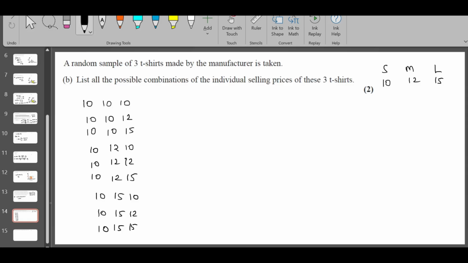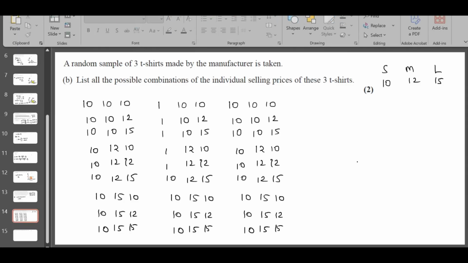Now we need to write the same combinations starting from 12, and then starting from 15. So you get all the combinations, a total of 3 times 3 times 3, which is 27 combinations. If you write this, you will be given 2 marks.